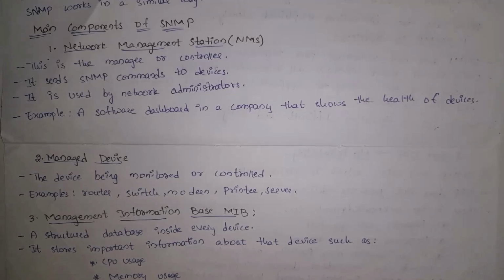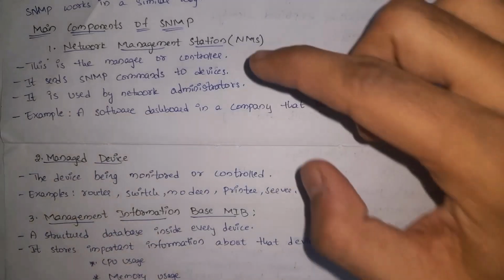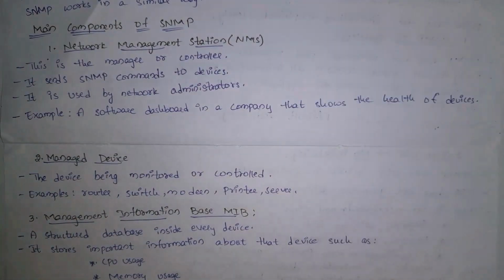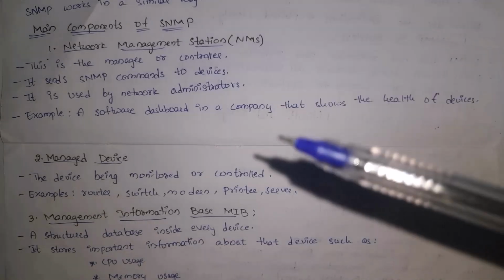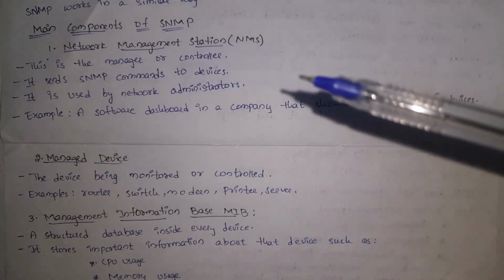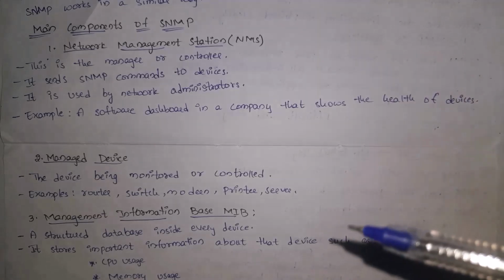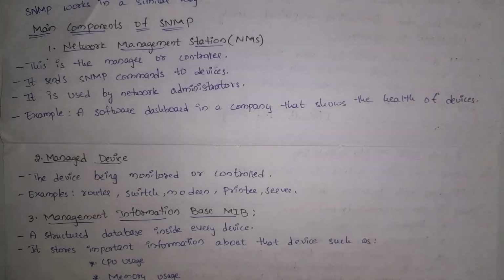And the first one is Network Management Station. Shortly, we call it NMS. Guys, we call NMS the Central System. It is used by the Network Administrator. By using the Central System, the Network Administrator can send requests to devices. Basically, we send requests in the form of commands. This network management station will show the health of all devices.